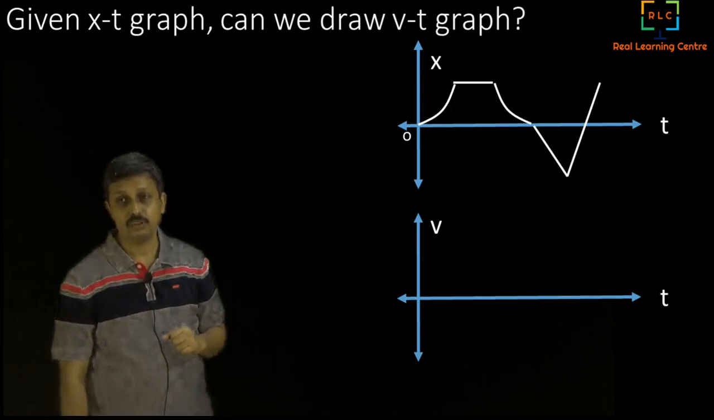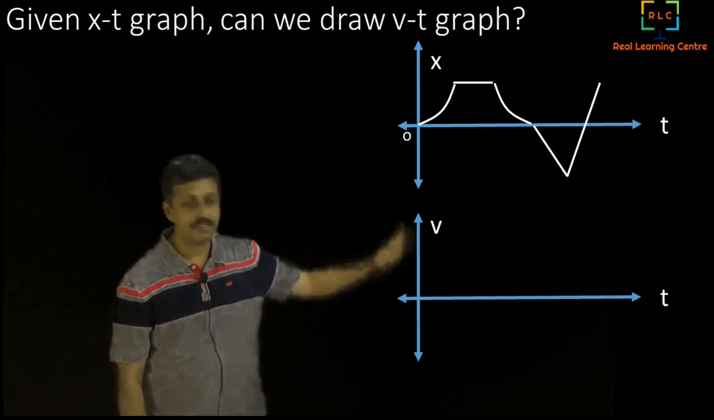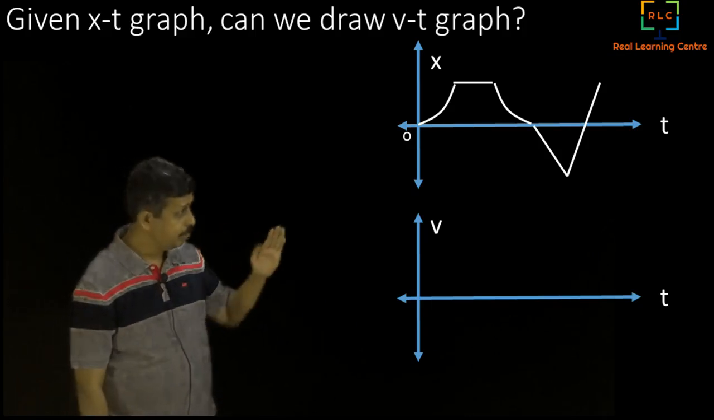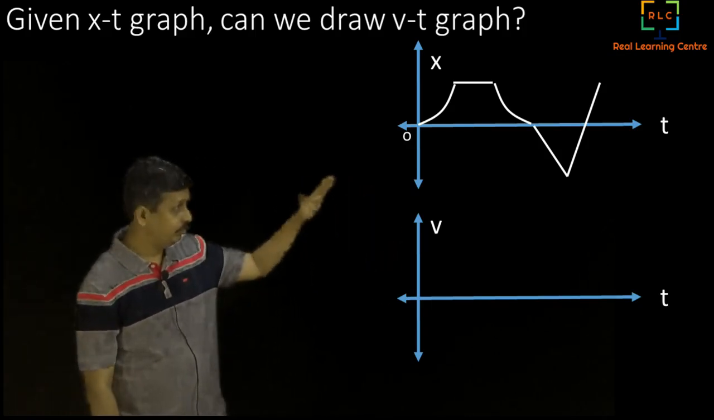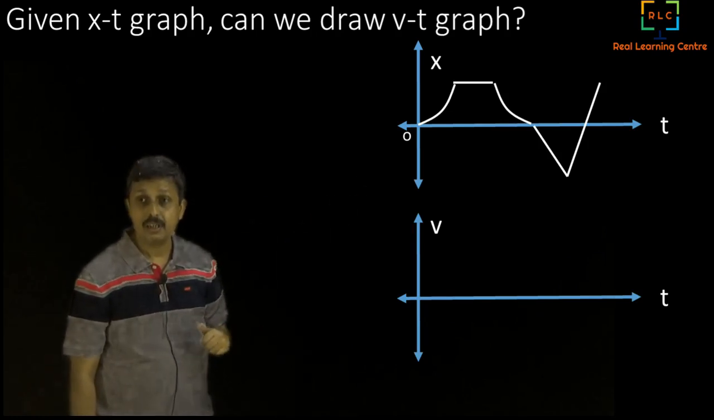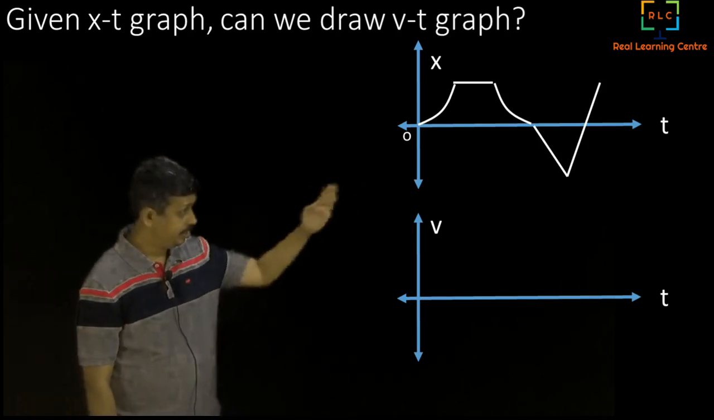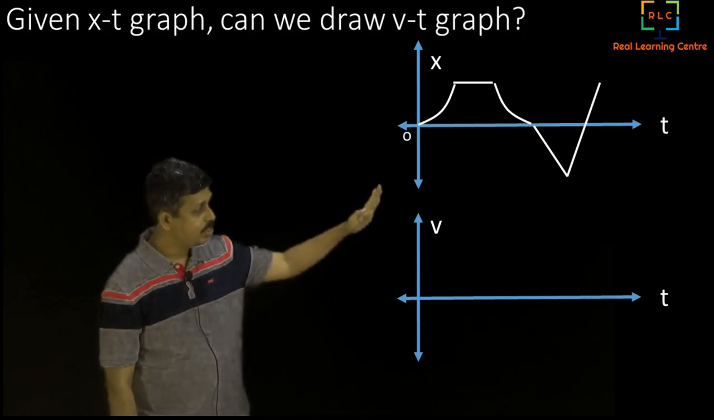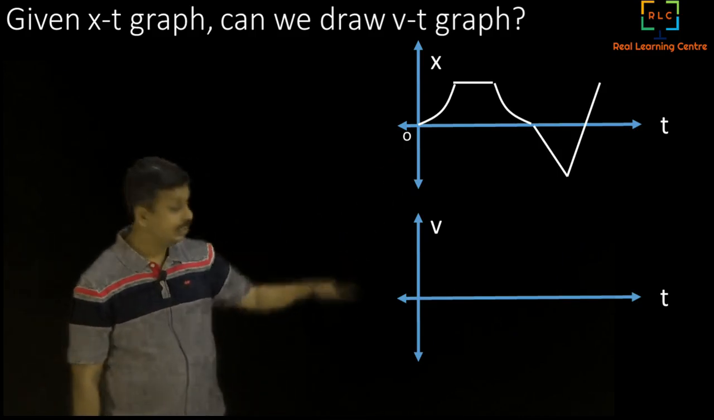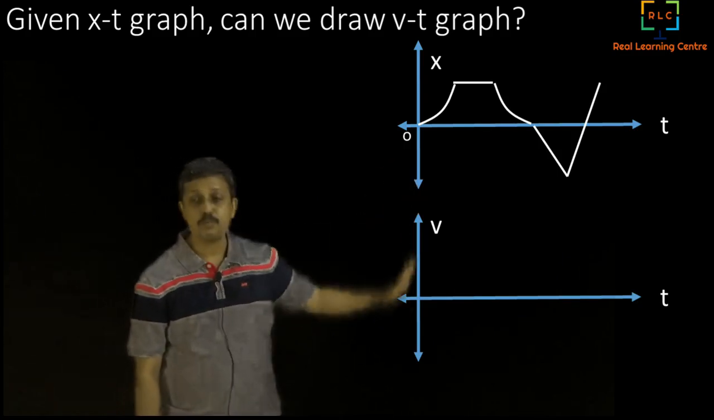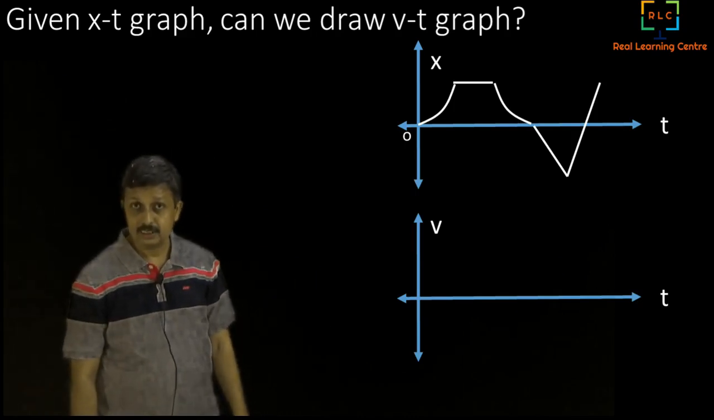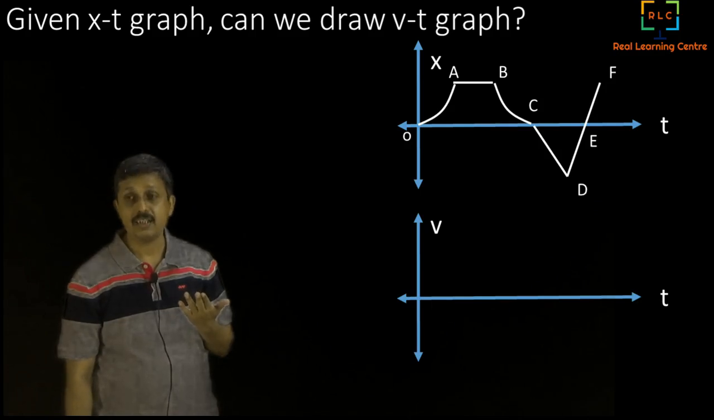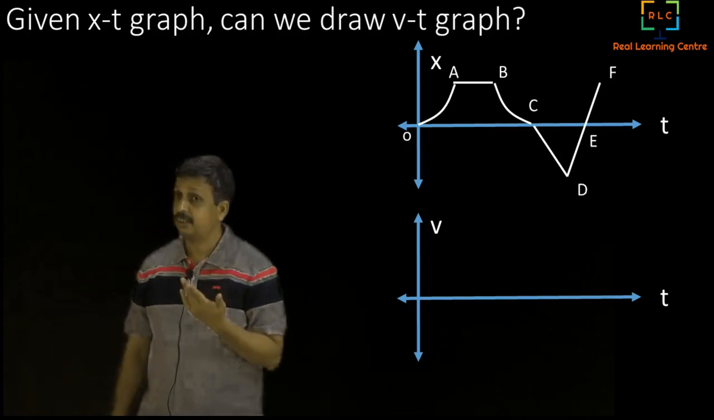Let's start with the first one. It is going up like this. What is the meaning of that? Here you see the slope is positive. Initially it is less steep and gradually it becomes steeper. Hence, the slope is positive and increasing in a linear way. So we can draw that for the velocity curve.